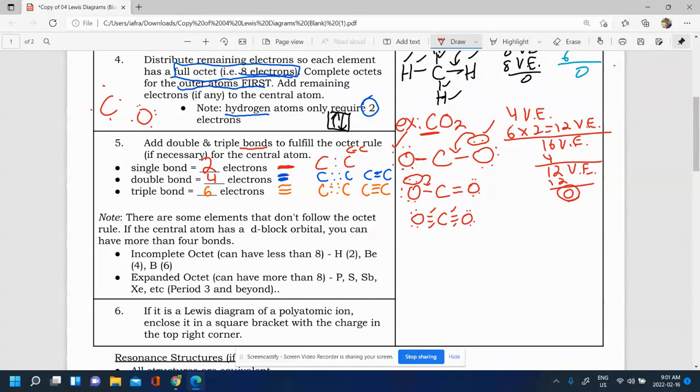So let's do another example. This was a double bond here. So this is a double bond in here. And same thing here. This is another double bond over here. So we've drawn 2 double bonds in the carbon dioxide molecule. Let's do this example over here.